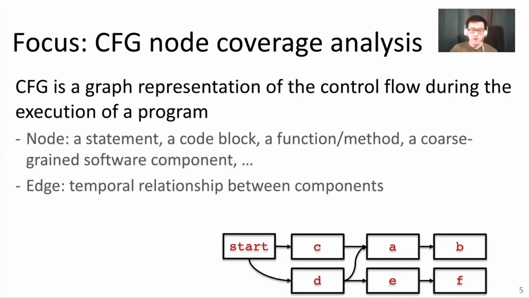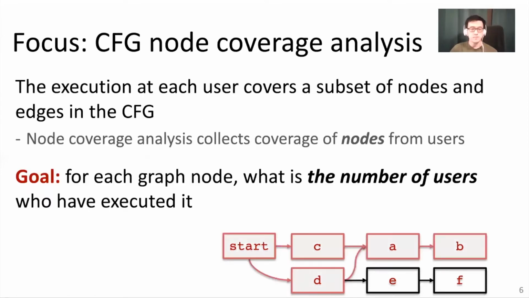For this specific control flow graph, edge A to B means that the execution of A could be immediately followed by the execution of B. The execution at each user covers a subset of nodes and edges in the control flow graph. In node coverage analysis, we are interested in collecting and aggregating the coverage of nodes from each user. For example, for this particular execution, we have nodes start, C, D, A, and B that are covered. This is a very basic representation of software usage.